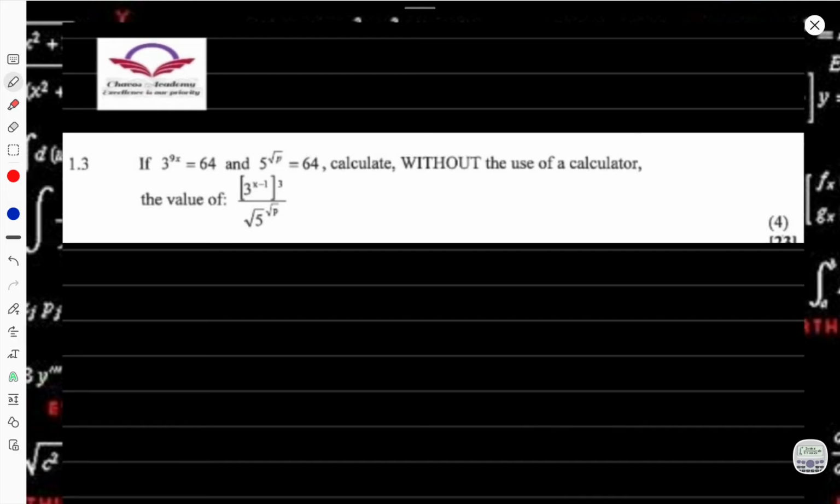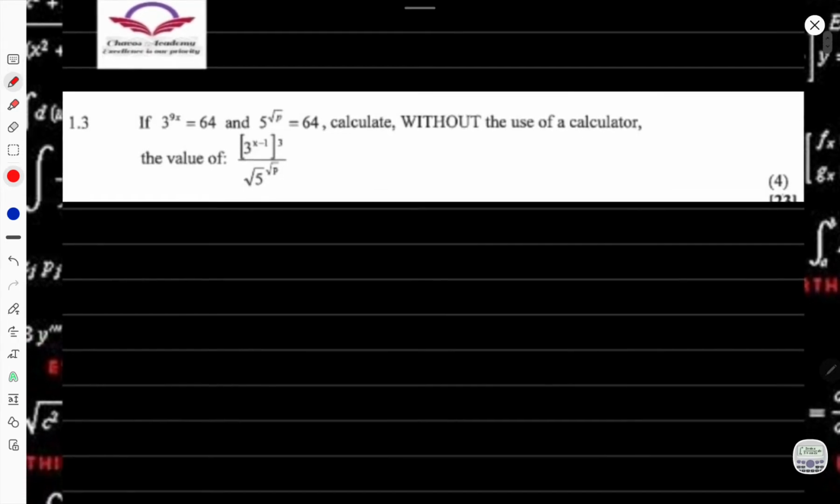They say if 3 to the power 9x equals 64 and 5 to the power square root p equals 64, we need to calculate, without the use of a calculator, of course, what's given there. We need to find the value of that without the use of a calculator. Let's see how we can do this one.